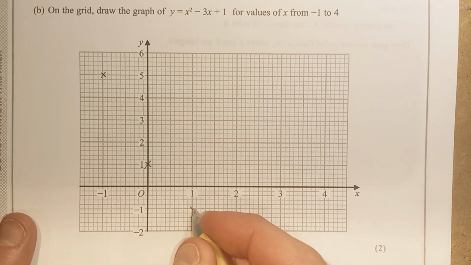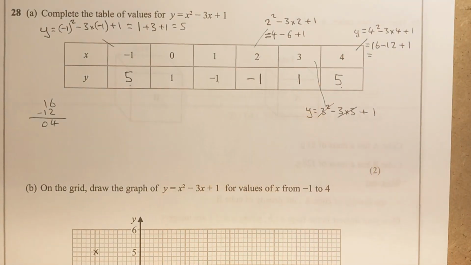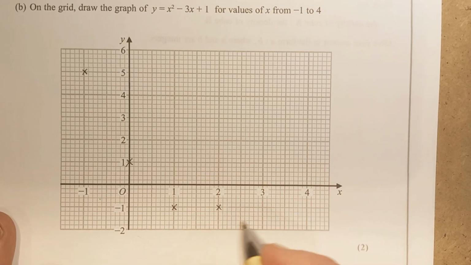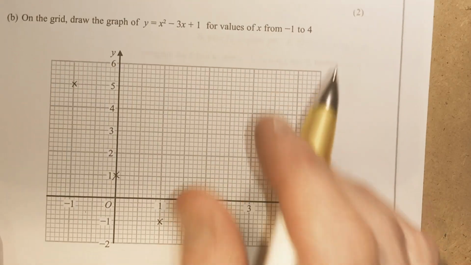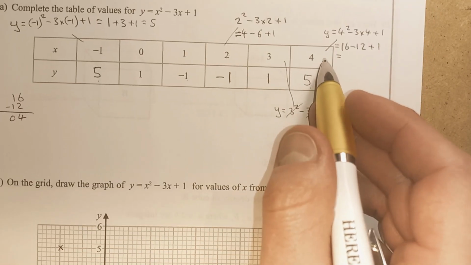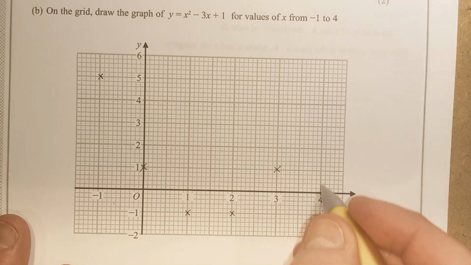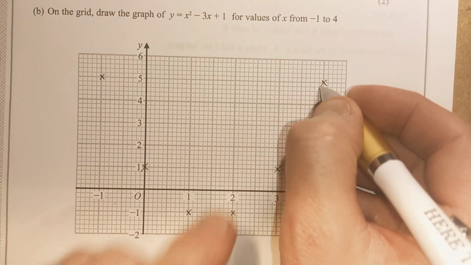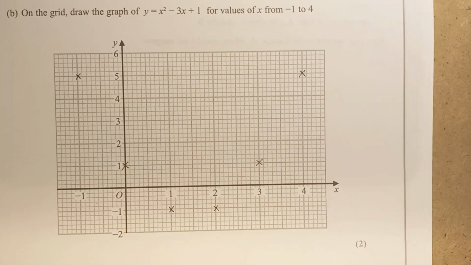And y is minus 1. When x is 2, y is minus 1 as well. So here. When x is 3, y is positive 1. And when x is 4, y is 5 up here. Now to draw the graph, we don't want to use a ruler because this is a curve.